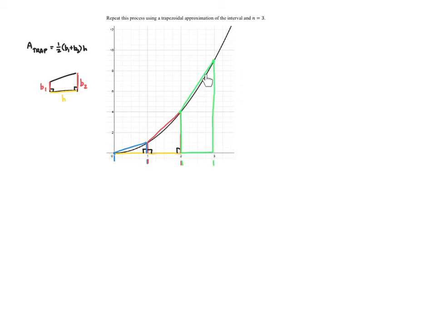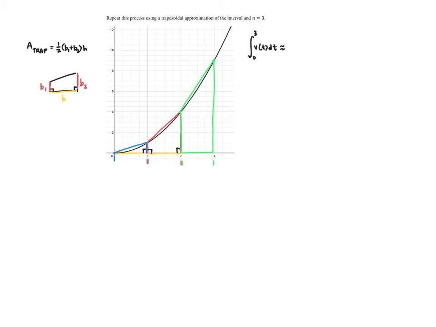So the accuracy here is really good. The accuracy here is still good. The accuracy here is not as good. So I'm going to calculate these 3 trapezoids and use them to approximate the area under the curve from 0 to 3 of v of t.